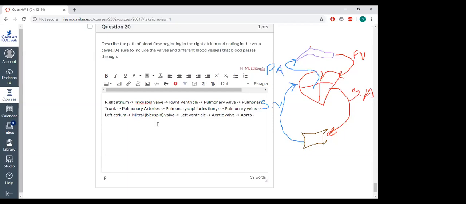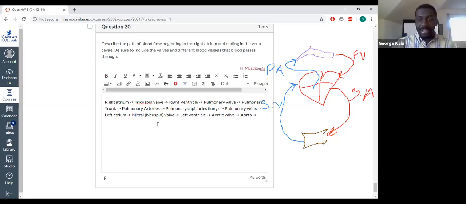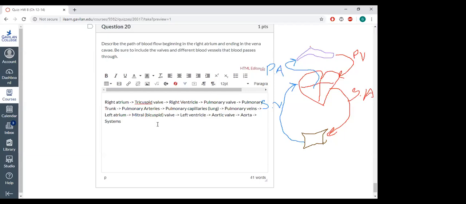And then from the aorta, once the blood gets in, it can either enter the brachiocephalic trunk, it can enter the left common carotid, or it can enter the left subclavian. For the sake of simplifying this, we'll just say it's going to go through the rest of your body systems. I'll just put systemic arteries.